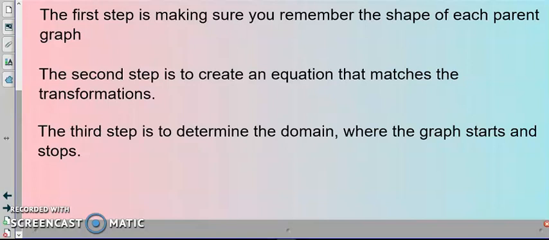So again, this is where I'm going to make a little switch here just to be grammatically correct. So again, step 3 is to determine the domain. And this is where the graph starts and where it stops. Cool. All right, so then let's go to example 1. And then we're going to go ahead and talk about it and actually go through these 3 steps.